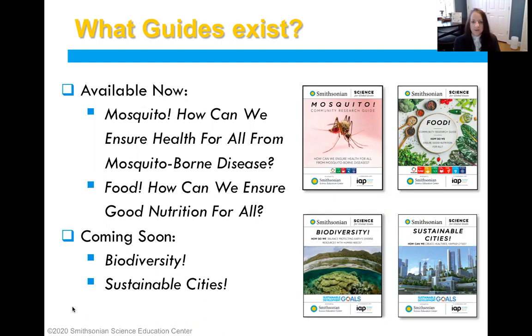The second guide that was released in December is called Food: How Can We Ensure Good Nutrition for All? We believe that students should approach nutrition from their understanding of food and how they access it, and how they can basically move from being in a food desert and engaging in food security. Coming soon, that we're working on currently under a project funded by the Gordon and Betty Moore Foundation, is biodiversity and sustainable cities.